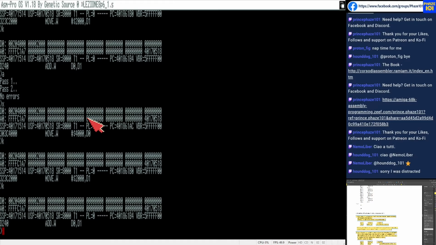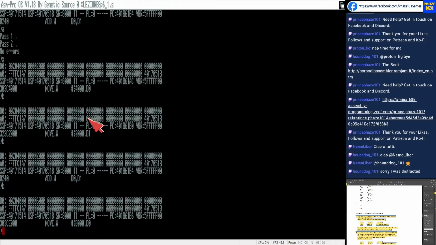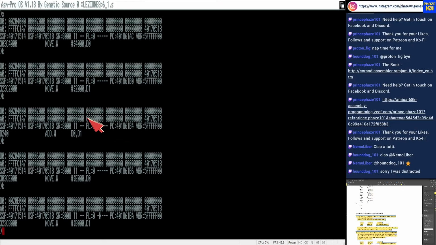We're going to add them together. So 4,000 and 2,000 together is 6,000, and we should see 6,000 in D1, which is correct. Now we are going to move a negative number, which is E000, and another one, which is B000. Adding them together, the number does not fit.